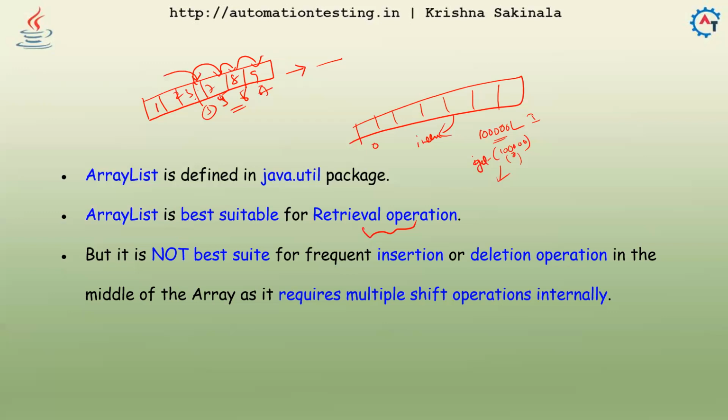Here there are only 3 elements. If you have 1 lakh elements, and you try to add at the second index, you have the remaining 99,998 positions that have to shift. If you do that operation more than one time, every time you need to repeat it. So this is not the best suit for frequent insertion or deletion. If you remove an element, the elements will come to the left, so you need to do a left shift.